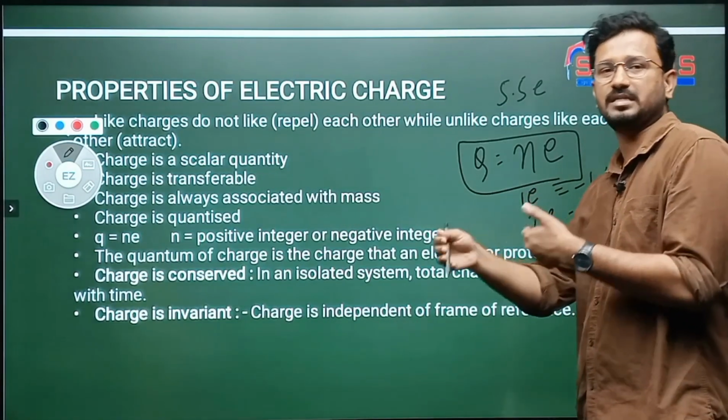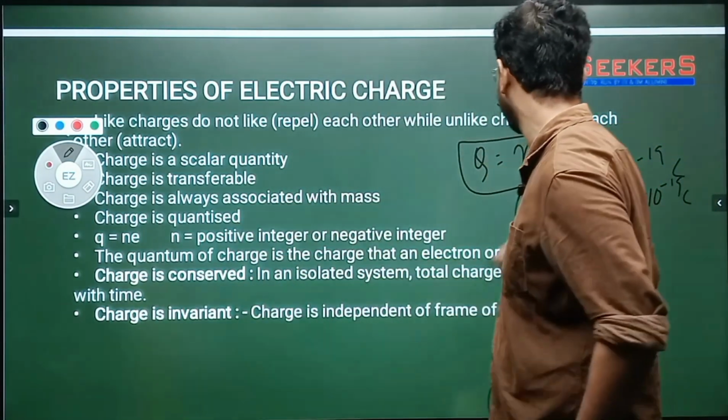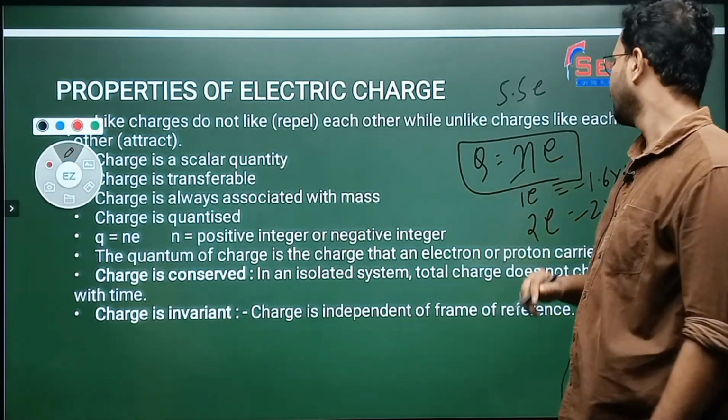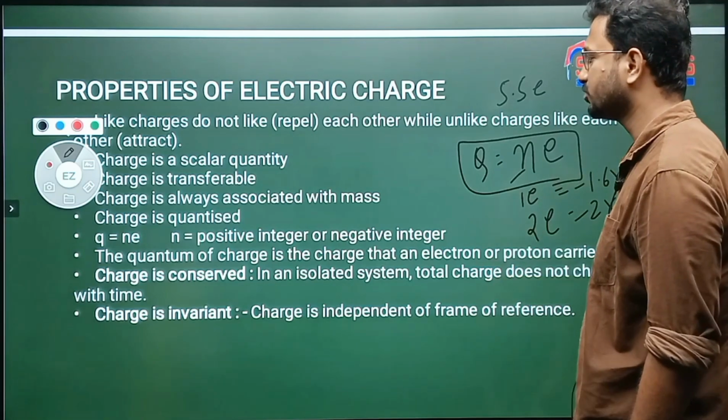So charge will always exist in quanta. The literal meaning of quantum is steps, so it exists in steps. Q equals n e, where n can be an integer: 1, 2, 3, 4, 5, 6, 7, 8, 9, 10, 11, up to millions. So charge is basically quantized.